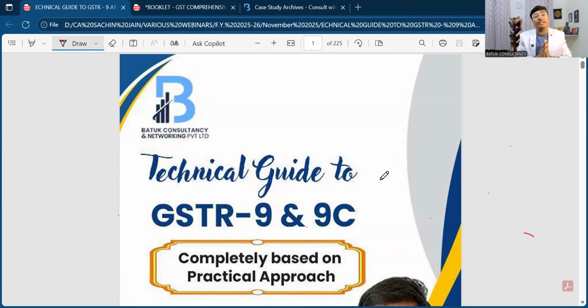Okay. So in this particular session, basically, we'll do the clause by clause analysis of form GSTR 9 and 9C. We'll also discuss certain techniques on how you can prepare your GSTR 9 and 9C very effectively and efficiently. We'll also discuss what are the things you should keep in mind from the current year perspective. We'll also discuss what are the specific criteria which we need to fulfill.